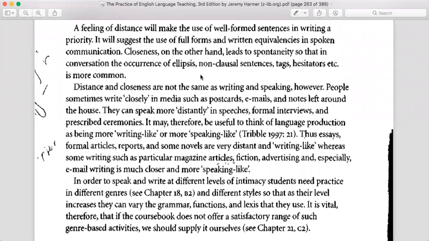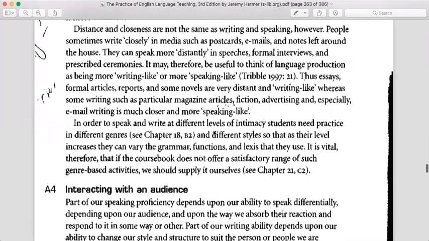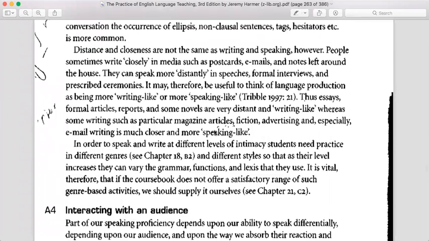So meaning thereby that you need to teach your students this skill as well, how to vary or how to change the use of language according to the context, according to settings, okay, according to the participants, according to the physical settings, according to the purpose even, right? So we use two terms, distance and closeness, which are not the same as writing and speaking. However, people sometimes write closely in media such as postcards, emails, and notes left around the house. They can speak more distantly in speeches, formal interviews, and prescribed ceremonies.